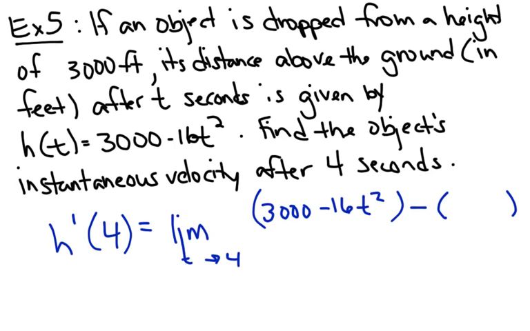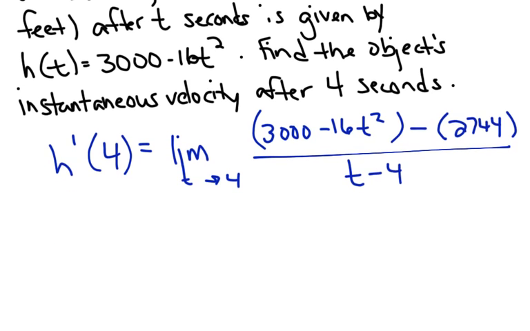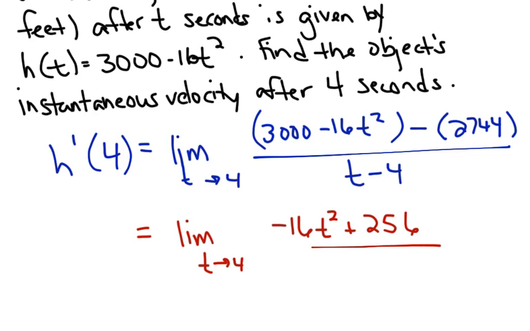Well, what do you get when you plug 4 back into this function? You're going to get 2,744. And we're going to divide that by t minus 4. So we know that we got to get rid of this t minus 4 in the denominator, so there's got to be some factor canceling going on. So first of all, let's simplify. The numerator is going to become negative 16t squared plus 256.